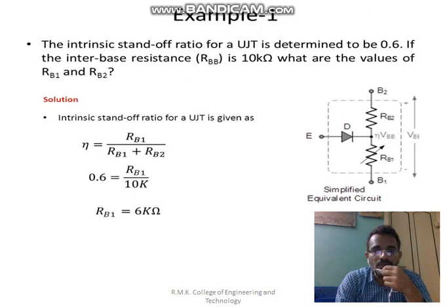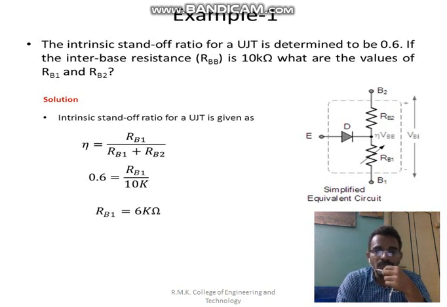You can see here, the intrinsic standoff ratio for the UJT is considered to be 0.6, and the interbase resistance is 10 kilo ohms. Find the values of RB1 and RB2. We can solve this problem easily with the formula. Now this will be one of the 4 marks or 2 marks questions asked in the examination.